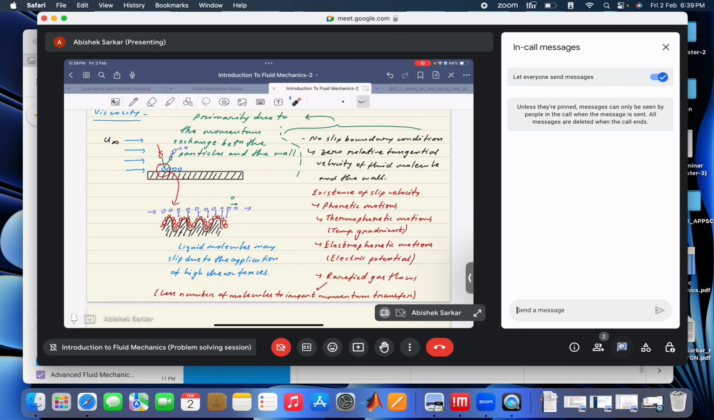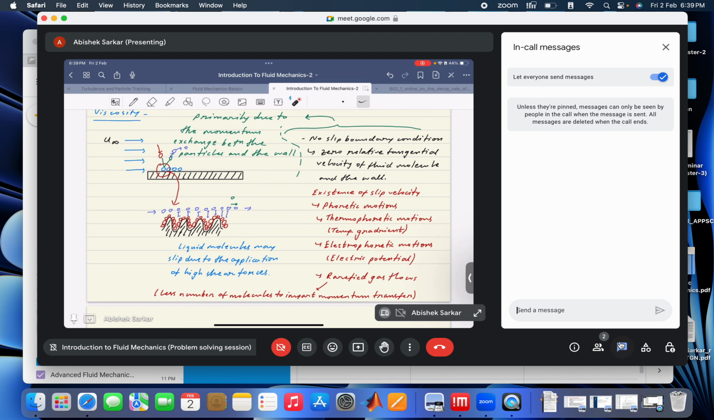But as Professor Chakraborty has discussed very nicely, there are certain scenarios, especially in the case of gases, where the no slip boundary condition fails to exist. One of the most popular is rarefied gas flows, where there are very few molecules to impart momentum transfer. Since there are so few molecules, the transfer of momentum from the surface of the wall to the other gas molecules is incomplete. So the no slip boundary condition ceases to exist in rarefied gas flows, because the gas molecules are not packed enough to transfer the momentum properly.